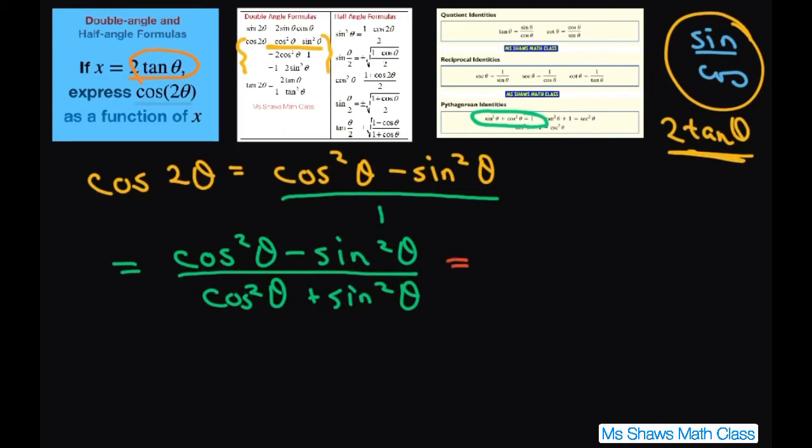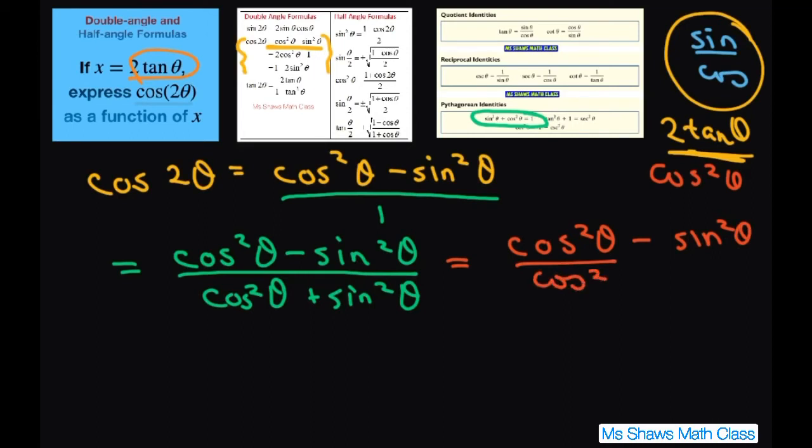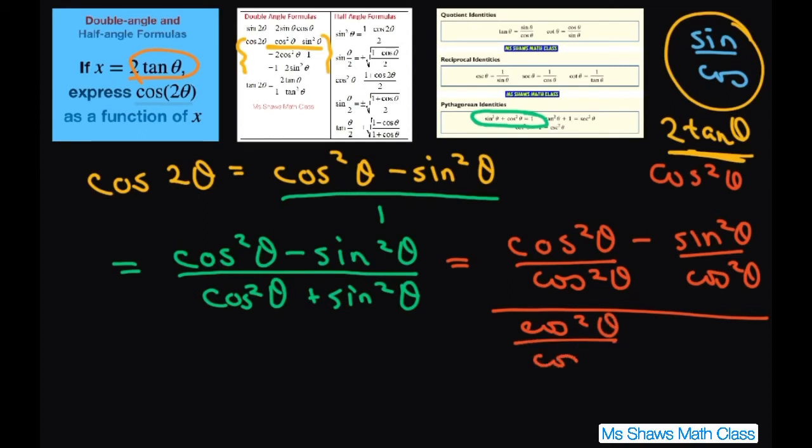So what I'm going to do is divide my numerator and my denominator by cosine squared of theta. So I'm going to take my numerator, divide everything by cosine squared. Same thing with your denominator. You're going to have cosine squared. Okay, so you see how we keep building on it. We keep adding stuff to it.